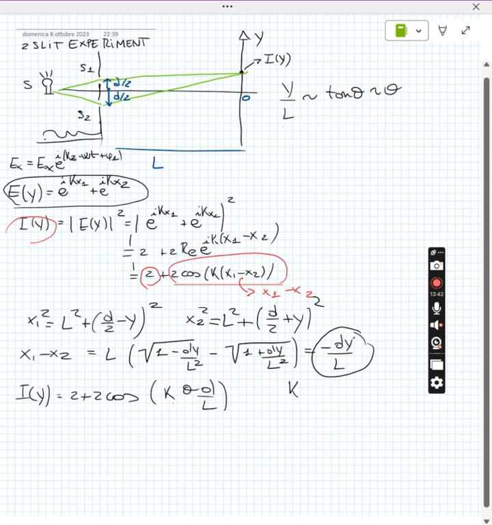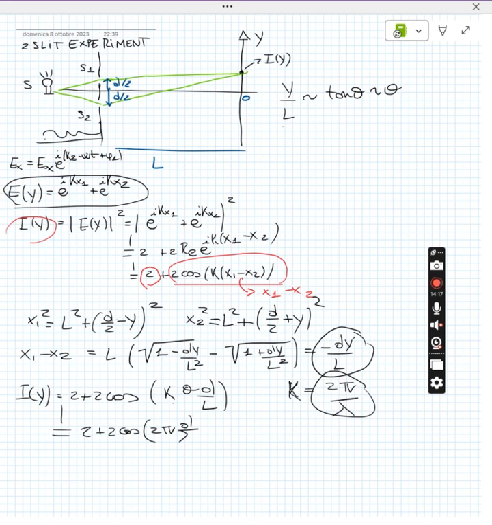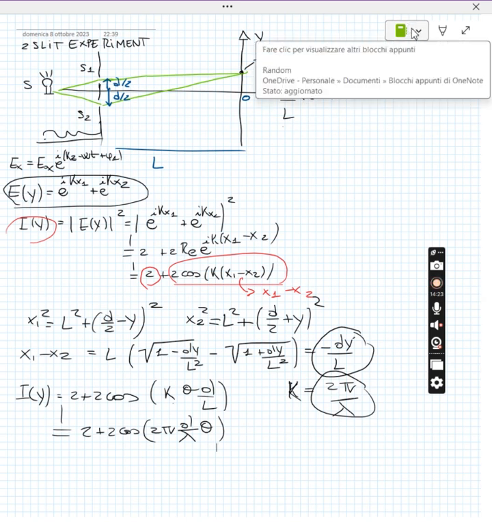What is k? k is actually 2 pi over lambda. I don't know how to say that in English, but this is probably called the wave vector or something like that. It is a vector that has the same direction as the wave. By substituting 2 pi over lambda, you will get something like this. Okay, let's start a new page.